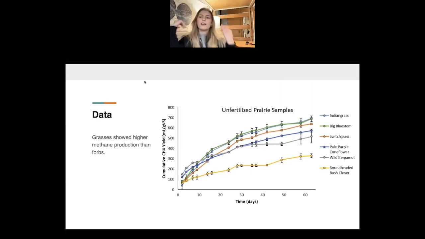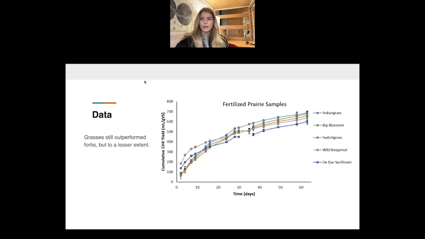So here is the data that came from this experiment. My prediction for this experiment is correct. Different species of prairie plants do have different levels of biodigestibility when using anaerobic digestion. This graph shows a comparison of total methane production of each of the unfertilized species. We can observe that the grasses showed a higher methane production than the forbs, which are the three on the bottom. And then here is the data from the fertilized prairie species.